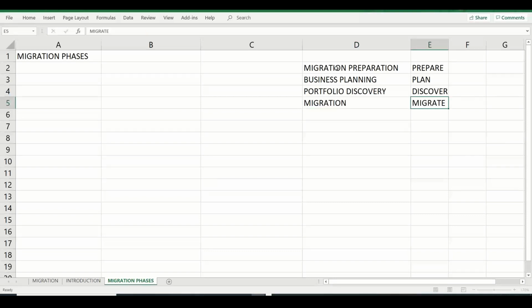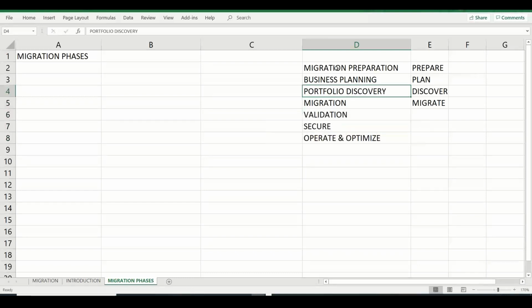This is where you migrate, and then finally you do a validation, and you also have to have the optimization. Optimization generally involves the operational activities, or you can just say operate and optimize. And then finally you have the secure phase. Secure is part of the entire set of migration phases: validate, secure, and optimize. Optimize is generally part of your operational migration stage.